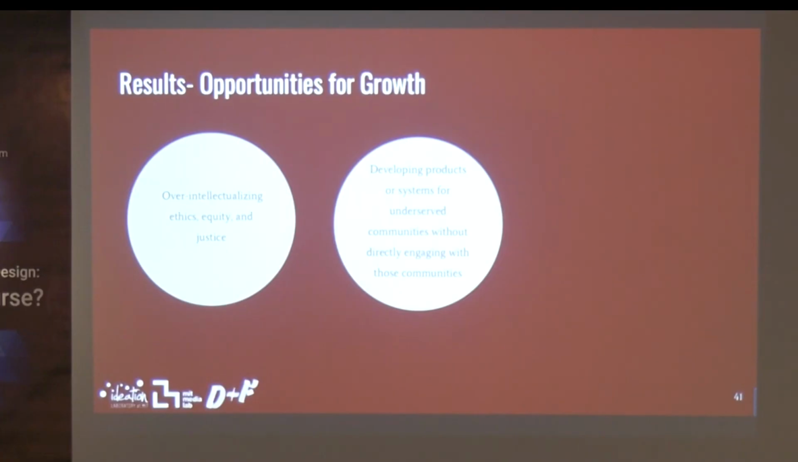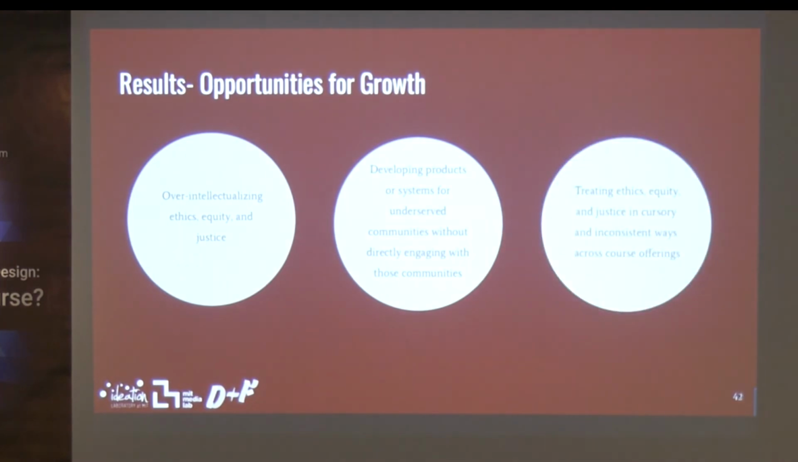The second is the opposite of what I was just speaking about, so developing products or systems for underserved communities without directly engaging with those communities. So just coming in and saying, here's the problem that I think you have, and here's something I created to solve it. And the third is treating ethics, equity, and justice in cursory and inconsistent ways across the course offerings.